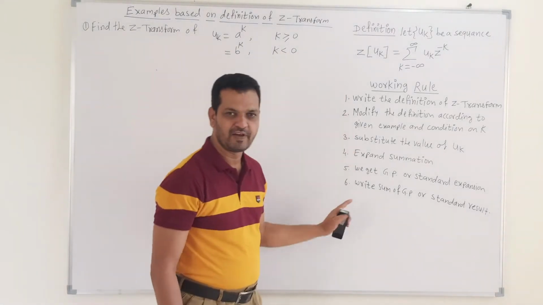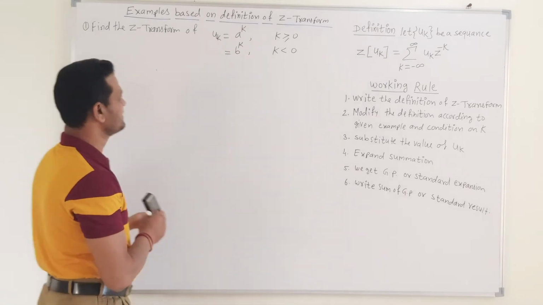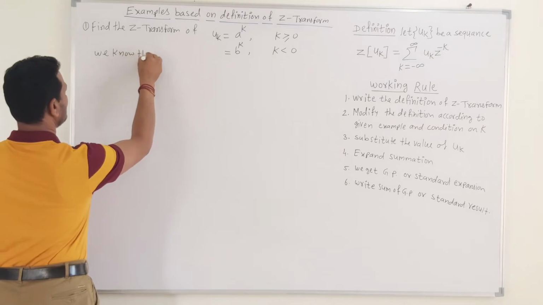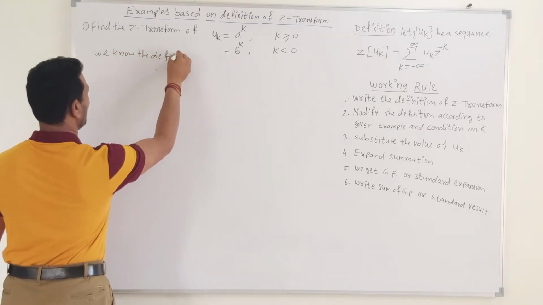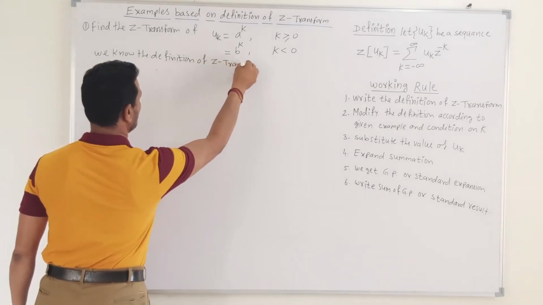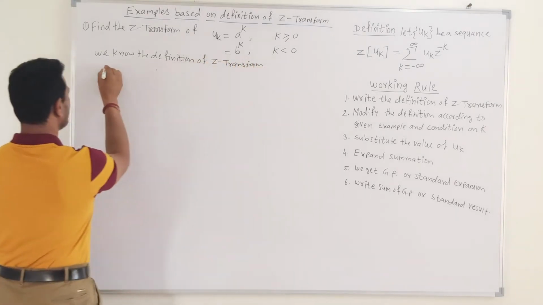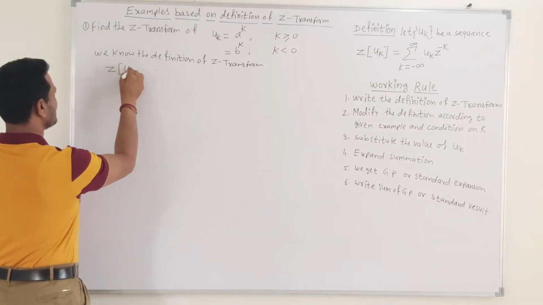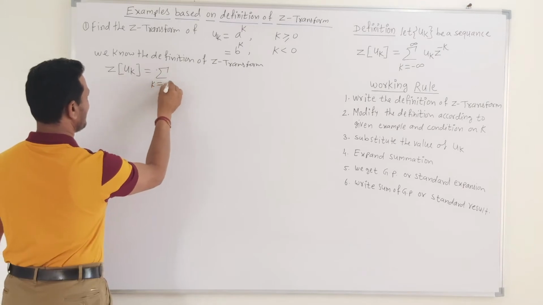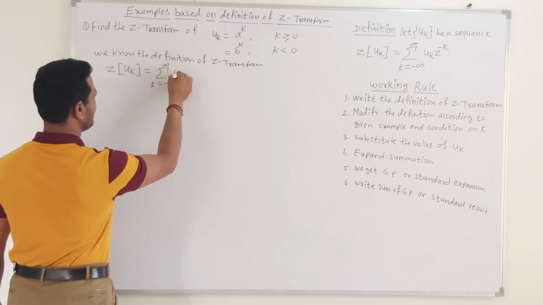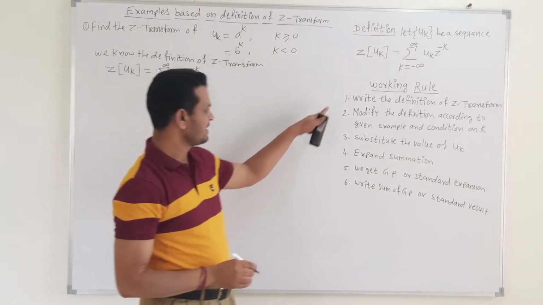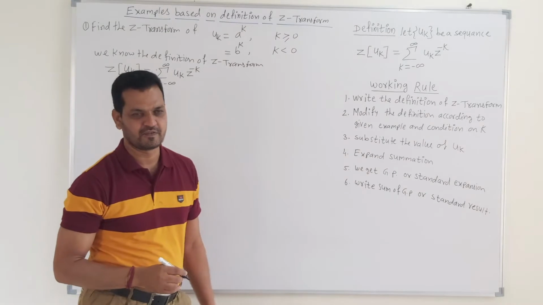According to our working rule, let's first write down the definition of Z transformation. So we know the definition of Z transform. What this definition says is that the Z transformation of sequence UK is equal to the summation from k equal to minus infinity to plus infinity of UK Z raised to minus k. This is the first step for solving the examples: write down the definition of Z transformation.